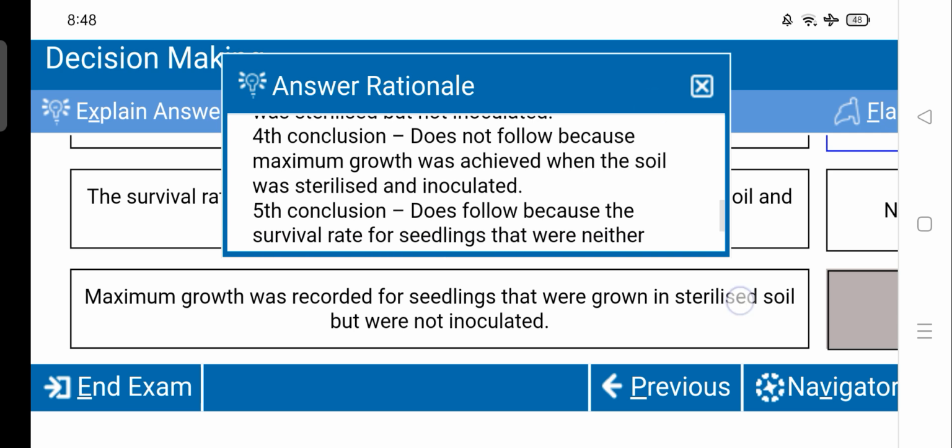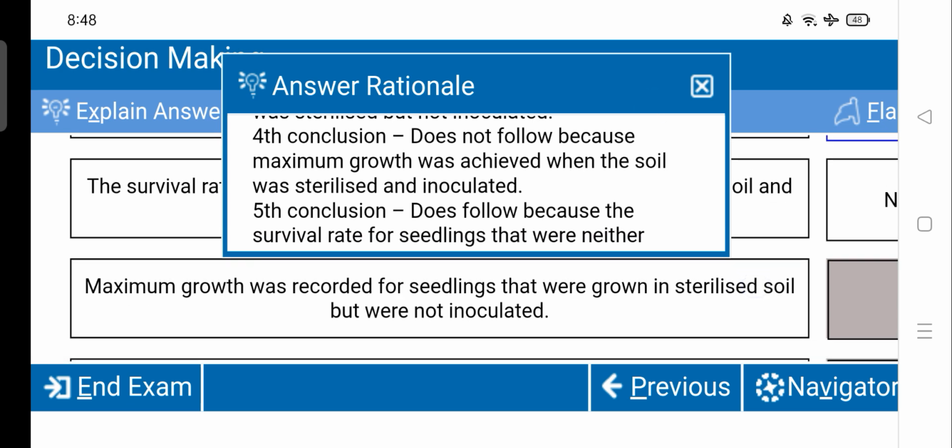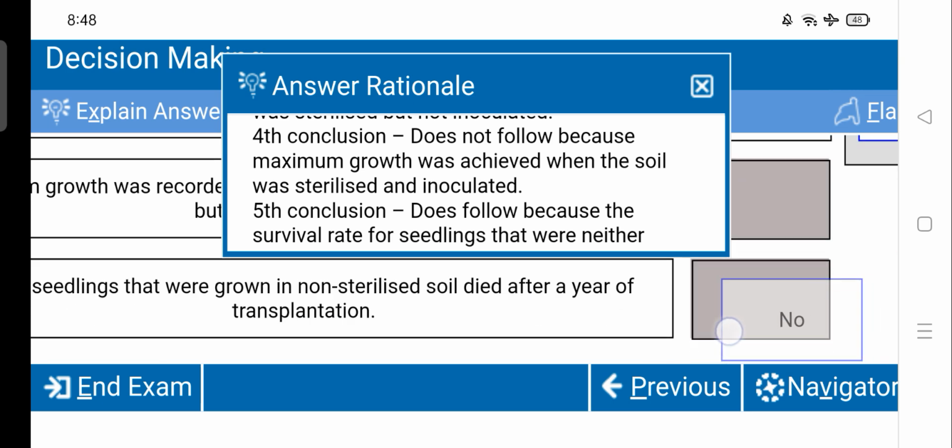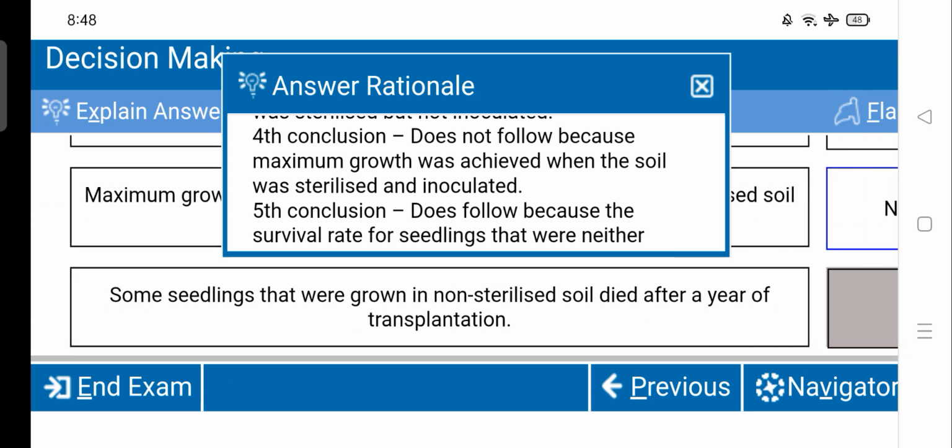Next we have the fourth conclusion. It does not follow because maximum growth was achieved when the soil was sterilized and inoculated. So it's a no again. So we put a no in front of this conclusion.